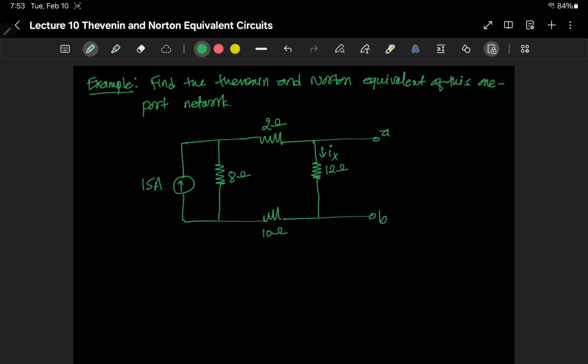So these are two open outlets here, so this and this, right? So they are a one port network, and hence we can use the Thevenin and Norton equivalent circuit. One thing we know is the Thevenin voltage is equal to the open circuit voltage of the original network. So if this open circuit voltage is VOC, then the Thevenin voltage is equal to VOC.